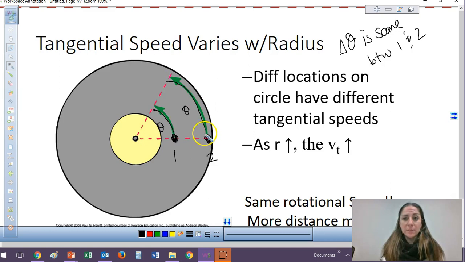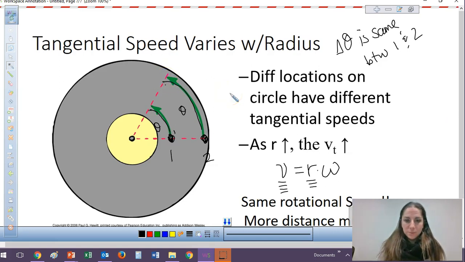So they have the same rotational speed, but v is different. That's because v is r times omega. As r gets bigger, v will get bigger. Why? Because you have to go from point A to point B in the same amount of time, which means you have to go faster, right? This is a shorter distance here than here to keep your rotational speed.